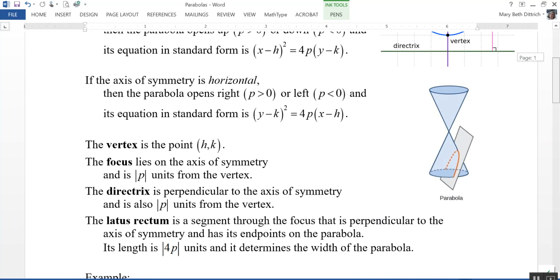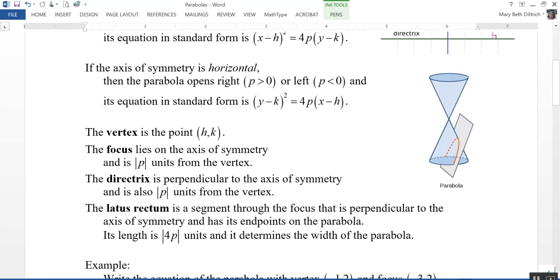You'll also recall that the parabola is obtained by taking a double cone and intersecting it with a plane that is not parallel to the base and actually intersects the base. So that gives you this orangish shape here of the parabola. The vertex of the parabola is the point (h, k), and the focus lies on the axis of symmetry and is |p| units from the vertex.